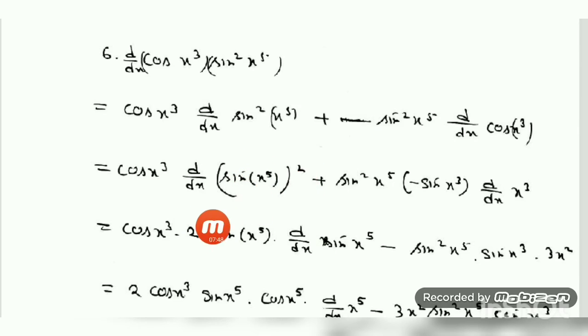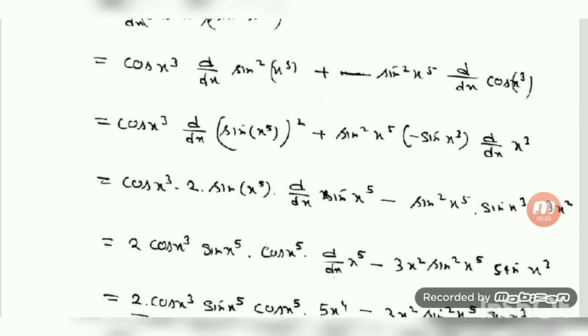Now cos of x cube, here I can apply, thinking of it as x, I can use the x to the power n formula, and x to the power n minus 1, and d/dx of this portion which you have thought of as x, sine of x to the power 5. Plus minus is minus sine square x to the power 5 sine of x cube, and here I can do directly. What is that? 3x square.